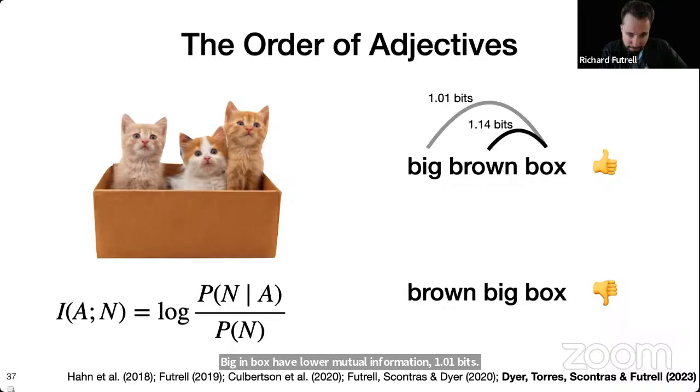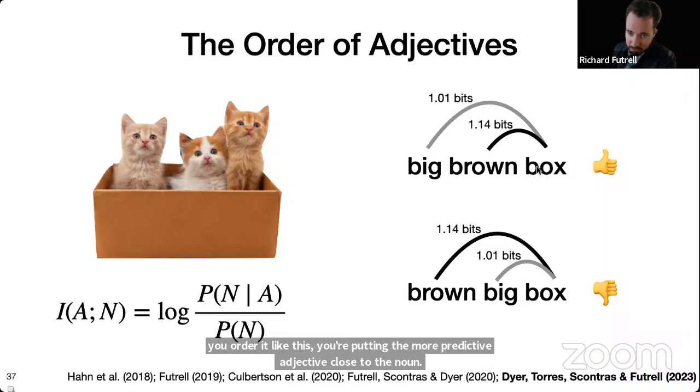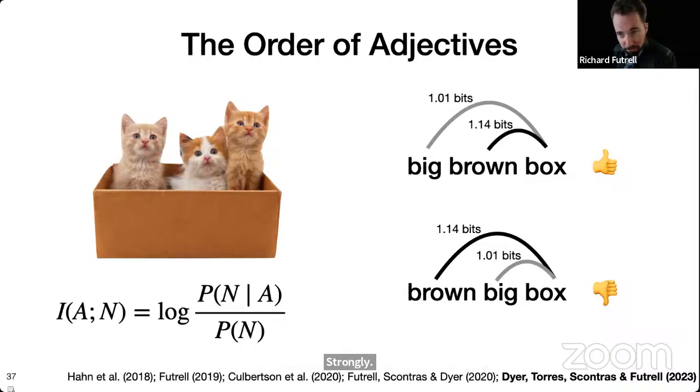And so if you were to order things like this, you'd be putting the more predictive adjective farther from the noun. If you order it like this, you're putting the more predictive adjective close to the noun. And by the way, I think it makes sense why brown and box have high mutual information. That means they covary strongly. Boxes are often brown, especially if they're cardboard. That's a fact of how our world is structured.